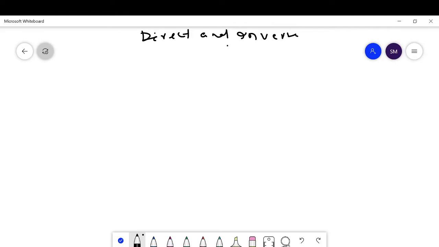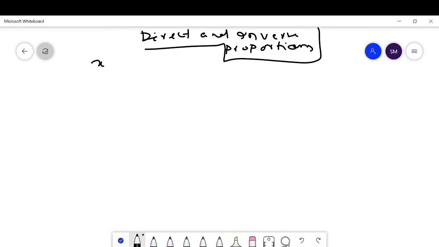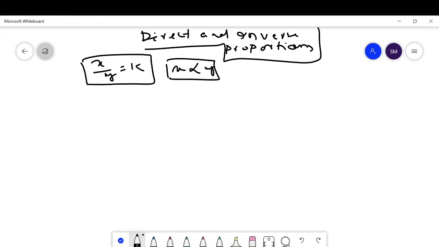Recall what direct and inverse proportions are. In direct proportion, x upon y is equal to k, a constant. It means x is directly proportional to y. When x increases, y also increases. In case of inverse proportion, this is opposite.